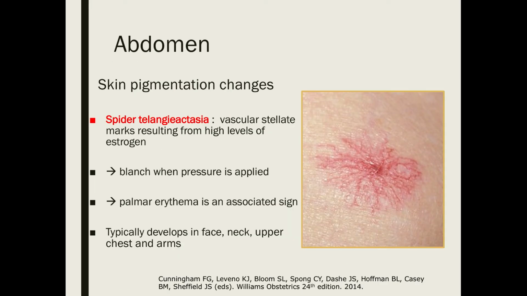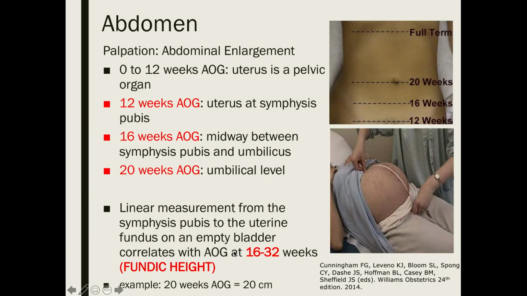Another skin pigmentation change is the spider telangiectasia, such as you see here in this picture. And these are vascular stellate marks that result from very high levels of estrogen. These blanch when pressure is applied. And palmar erythema is also an associated sign. And this typically is seen in the face, neck, and upper chest and arms of the patient.